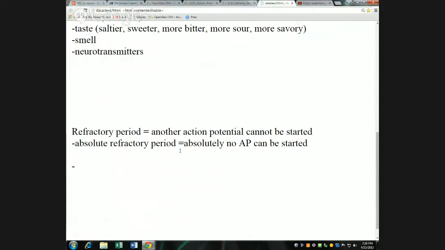There we go. This is because the sodium channel is inactivated. Remember, there's an activation gate and an inactivation gate. While that inactivation gate is closed, we call the channel inactivated. And no sodium is going to get through, and nothing's going to open it back up until it gets back to normal.